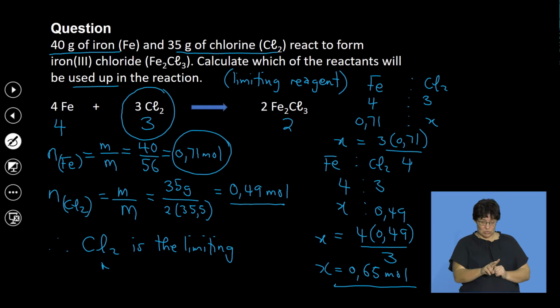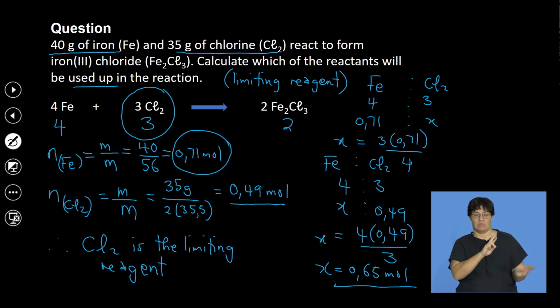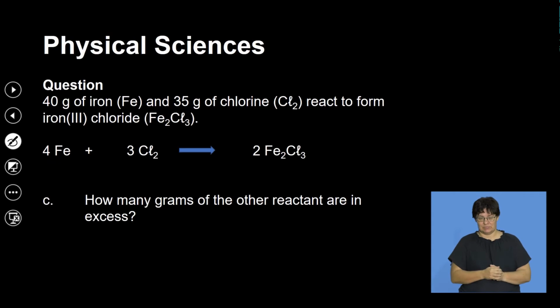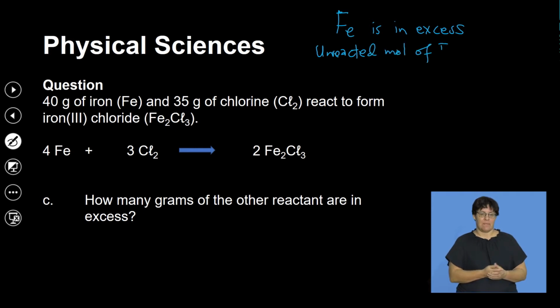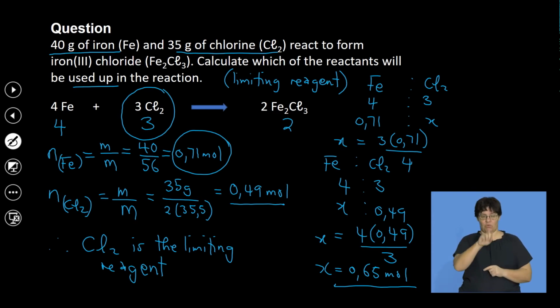If chlorine is the limiting reagent, what does it say by implication? We are saying that iron is the one that is in excess, because of the 0.71, only 0.65 moles of iron will react based on the stoichiometric ratio, right? Then the follow-up question says, how many grams of the other reactant are in excess? Very important question, right? Because iron is in excess, not all the iron actually reacts. So the remaining unreacted moles of iron is equal to what we started with, 0.71, less 0.65.